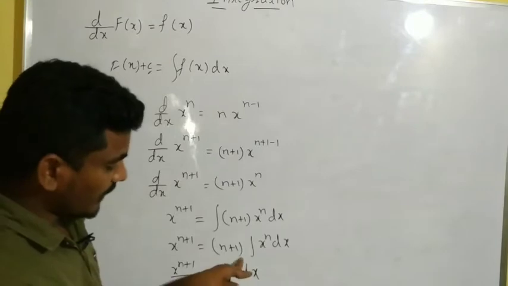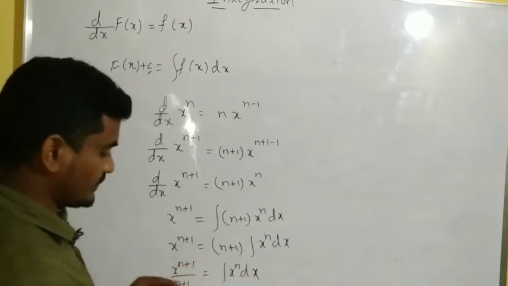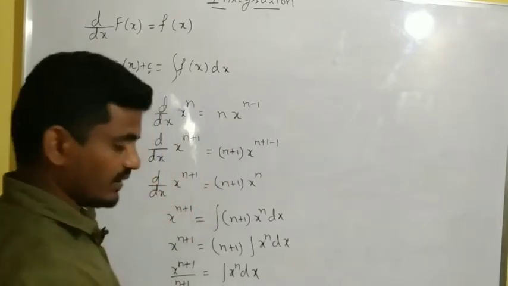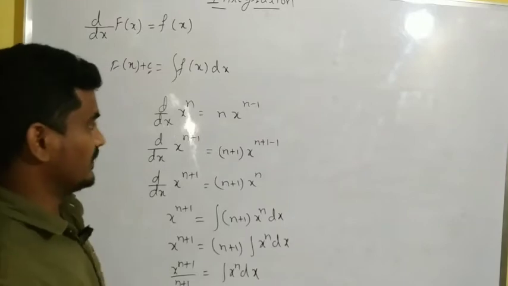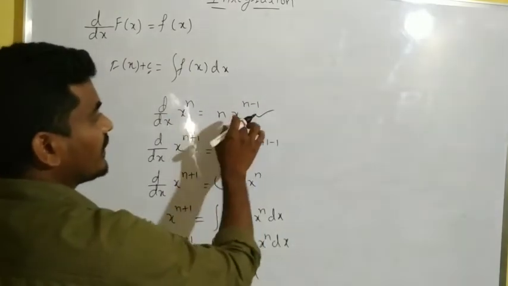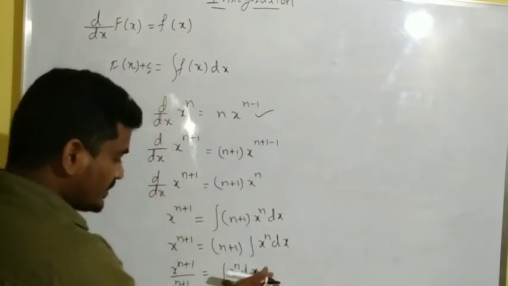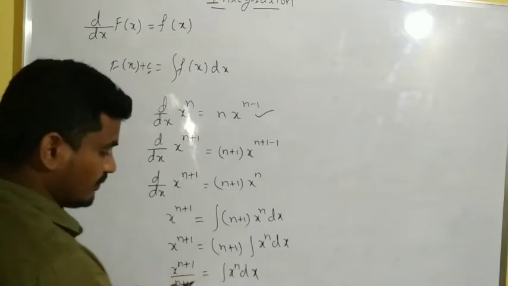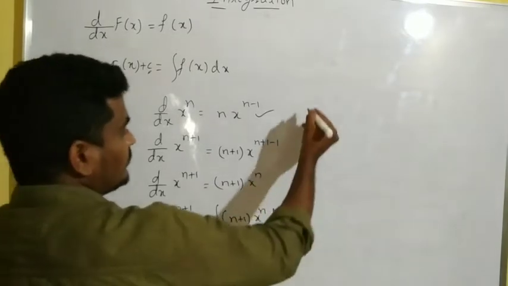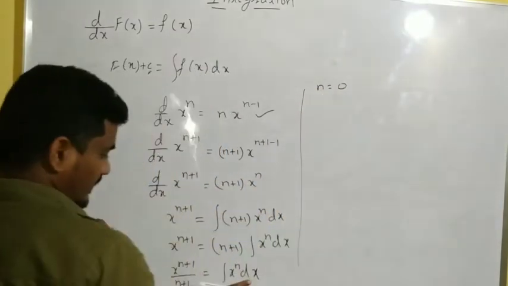The integration of x to the power of n is x to the power of n plus 1 by n plus 1, where n is not equal to minus 1. Here n is not equal to minus 1. The differentiation of x to the power of n is n into x to the power of n minus 1, and the integration of x to the power of n is x to the power of n plus 1 by n plus 1.